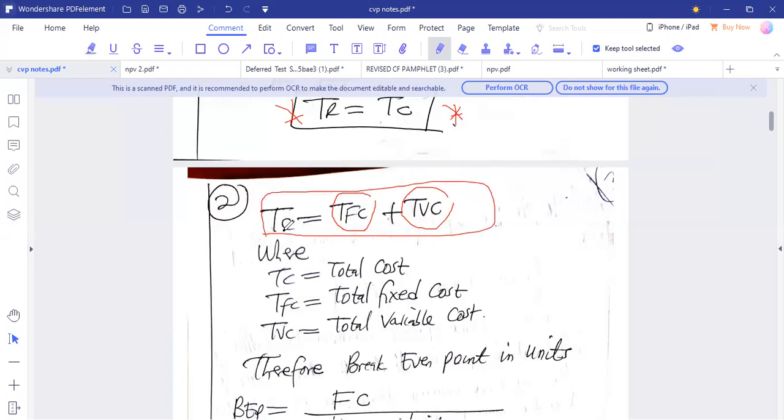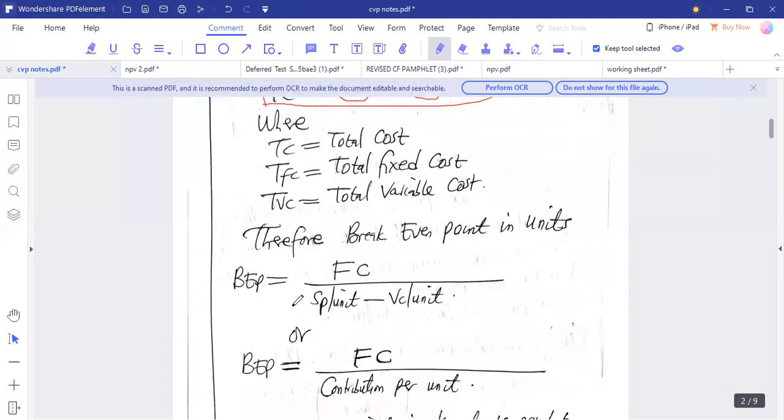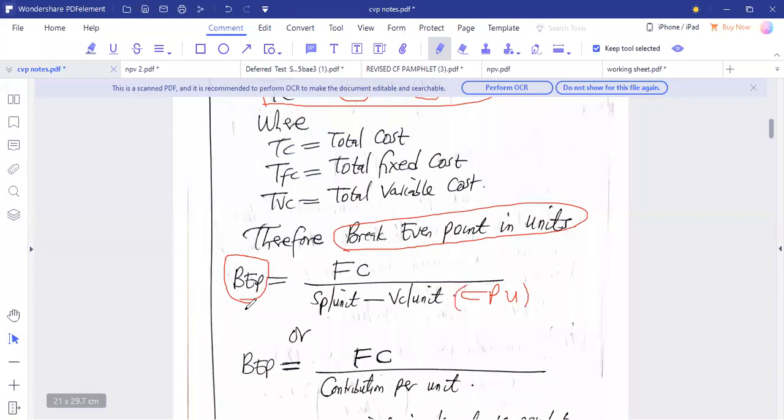All right. Now, getting down to the break-even point in units. The break-even point is equal to fixed cost over the selling price per unit minus the variable cost per unit. This is how you get the break-even point. Meaning that we are simply saying it is fixed cost over the contribution per unit.